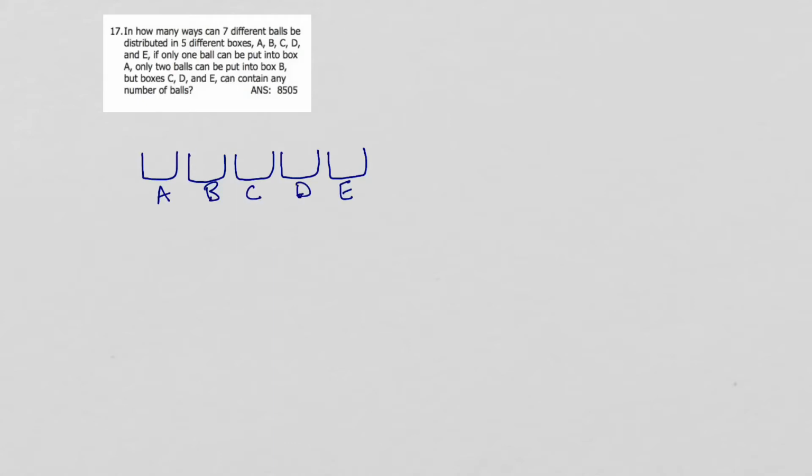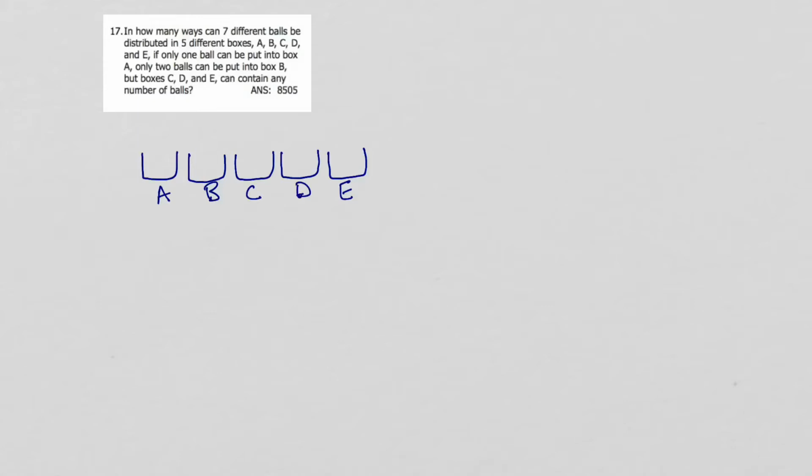And then what we've got are 7 balls that we're going to put into these boxes. And here's how we're going to do this. We want 1 ball into box A and 2 balls into B. So we're going to take our 7 balls here and put 1 into A and 2 into B.